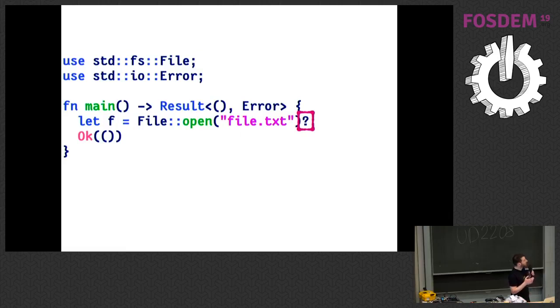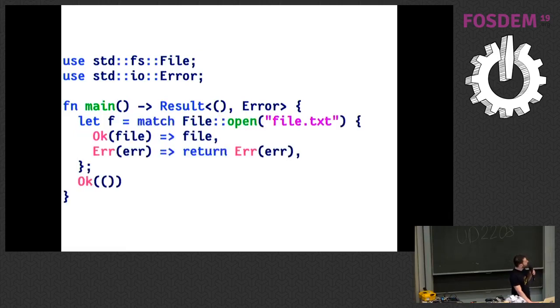So what do you have to do in this case? You know that the file operation can fail, and you have to check for this condition. File open will return a result, and the result can have two options, OK or error. So what you could do is match on that result and say, if it's an OK file, then just assign file to F. If it's an error, return an error. So don't even assign anything.